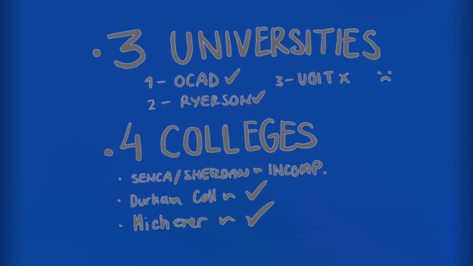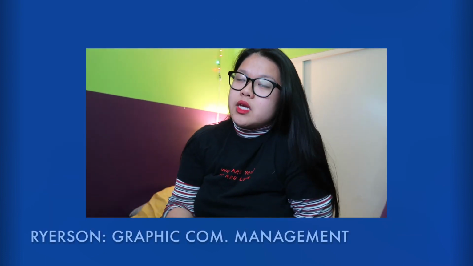So some background information is I applied to 3 universities and 4 colleges, and I got accepted to 2 of the universities. The third one, UIT for nursing, I didn't get accepted because I didn't do the Casper quiz or Casper test. And Ryerson, for graphic communication management, more like the business aspect, I found interesting, but obviously OCAD was my top choice.